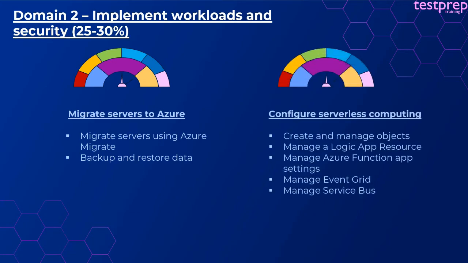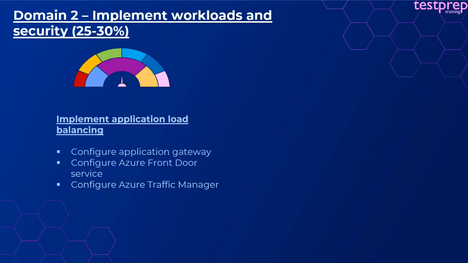Second, configure serverless computing. It is divided into 5 parts. 1. Create and manage objects. 2. Manage a Logic App resource. 3. Manage Azure Function App settings. 4. Manage Event Grid. 5. Manage Service Bus.